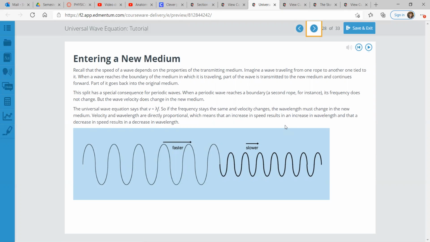So this split has a special consequence for periodic waves. When a periodic wave reaches a boundary, a second rope, for instance, its frequency does not change, but the wave velocity does change in the new medium. The universal wave equation says that wave speed equals wavelength times frequency. So if the frequency stays the same and velocity changes, the wavelength must change in the new medium. Velocity and wavelength are directly proportional. So an increase in speed results in an increase in wavelength, and a decrease in speed results in a decrease in wavelength.